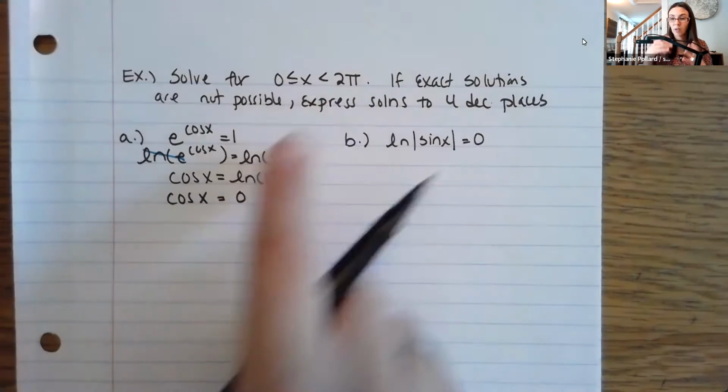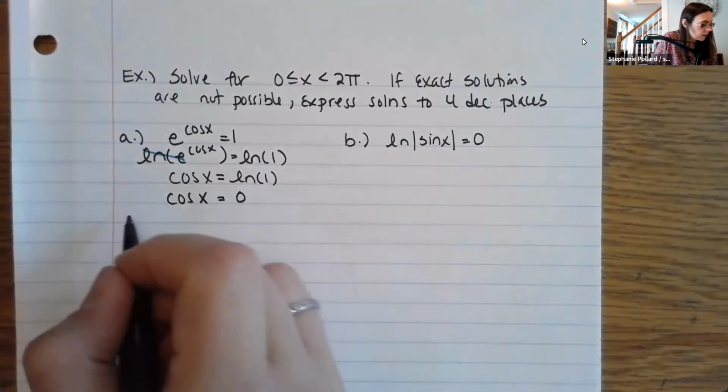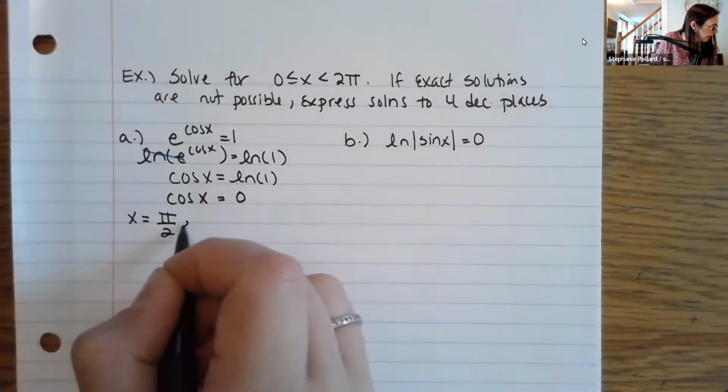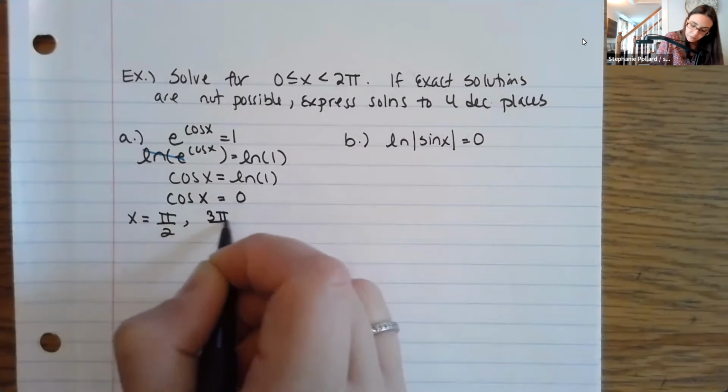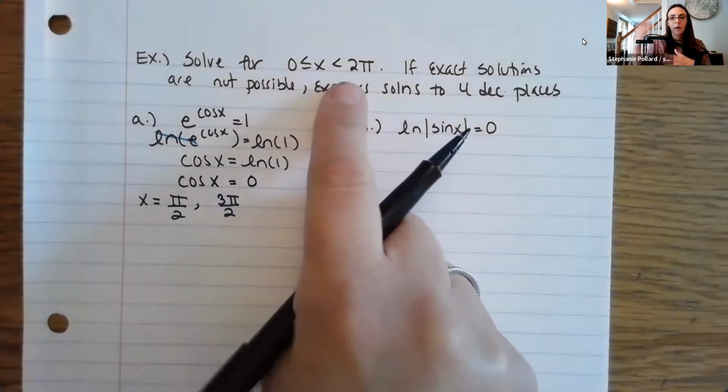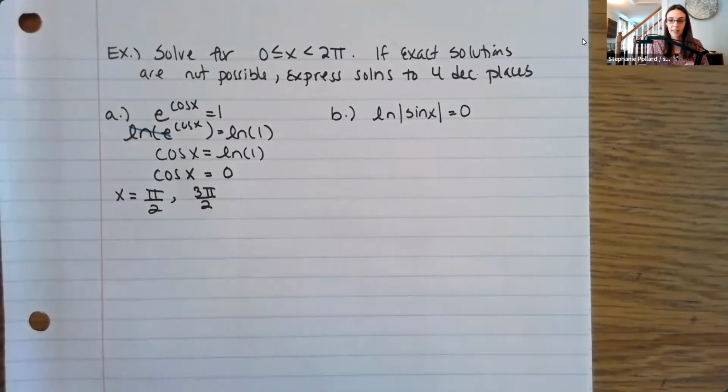Now, we do know our cosine values from 0 to 2 pi. So this is a great one that you can just use your chart for. We can find the exact values, and the ones that work there are pi over 2 and 3 pi over 2. Just referring to our chart there, and because you have a restricted domain, you don't have to worry about all the extra ones. We typically have in that chart all the values from 0 to 2 pi for cosine.